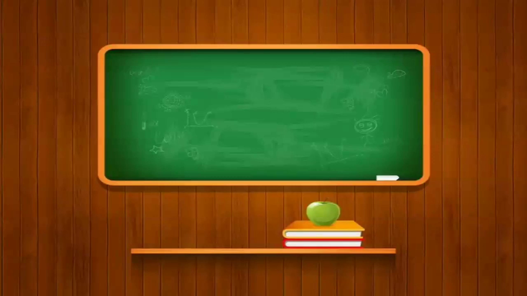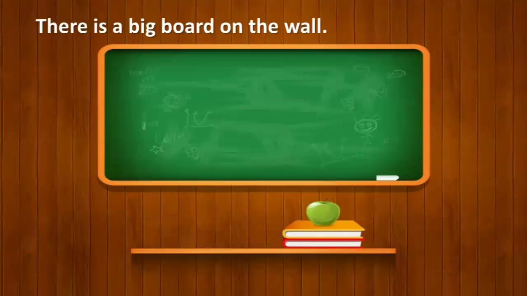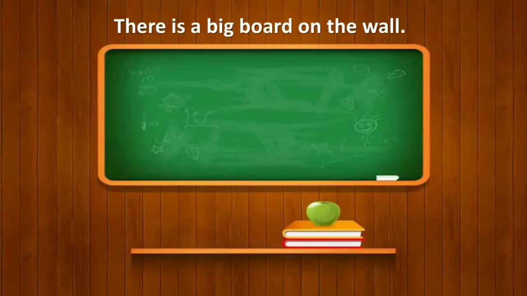Now look at the next picture. Children, what do you see? Yes, we can see a board and some books. And of course, there's a fruit in the picture, apple. So how will you describe this? There is a big board on the wall, right? The board is so big and it is on the wall. So there is a big board on the wall. Now where are the books? Where are they kept?